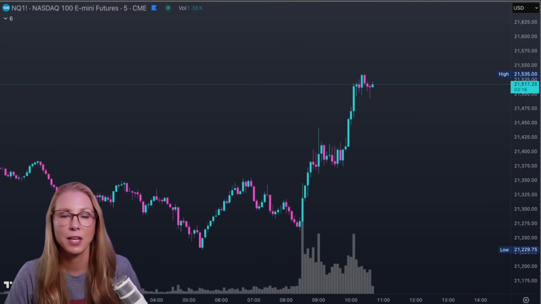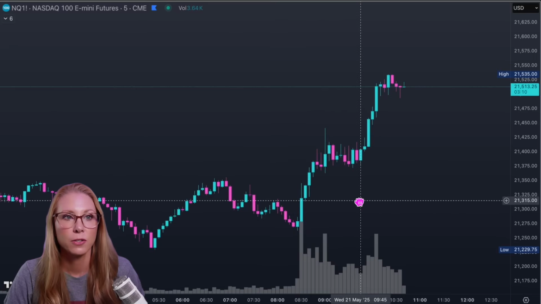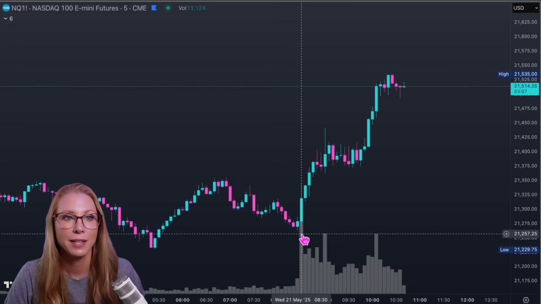Today is a really good example because price has broken out really nicely. And I'm going to switch it up today and show you this on Nasdaq, but you can see on the volume where the open was. So this is the Nasdaq 5-minute chart. You can see where the opening candle was right there.